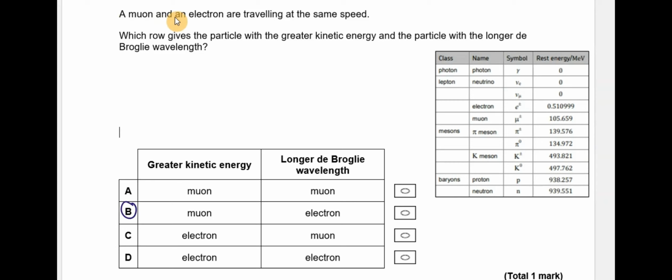So we have a muon and an electron, and they're travelling at the same speed. Which row gives the particle with the greater kinetic energy and the particle with the longer de Broglie wavelength?